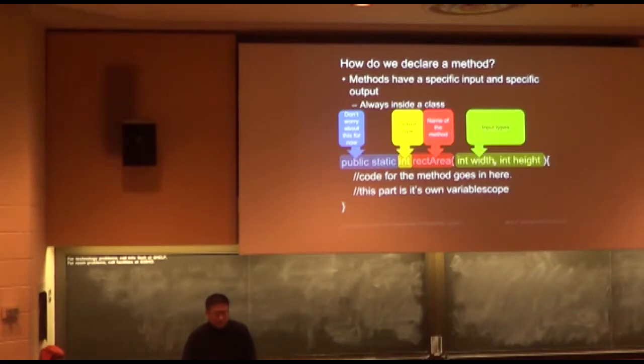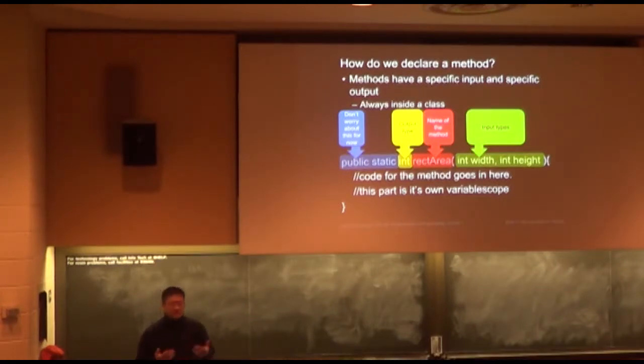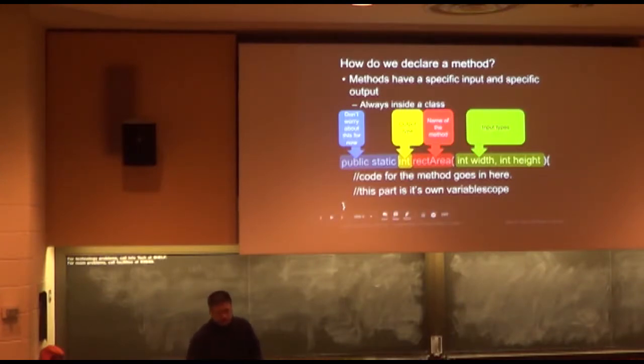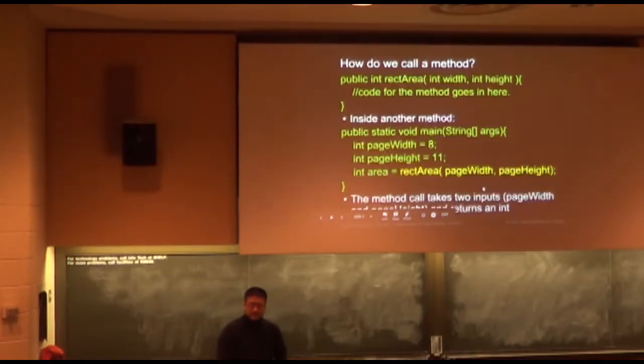So here I have a width. I'm telling you that it's going to be an integer. I also have a height, and I'm telling you that it's going to be an integer. And to declare all the inputs, I'm basically going to say int width, int height, and if I had anything else, it might be like double length or something like that. And then after the curly braces, the code goes inside the curly braces.